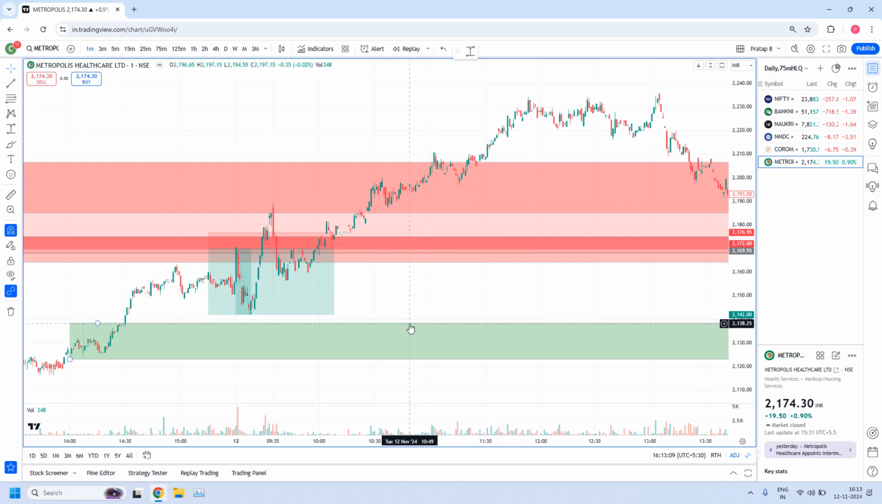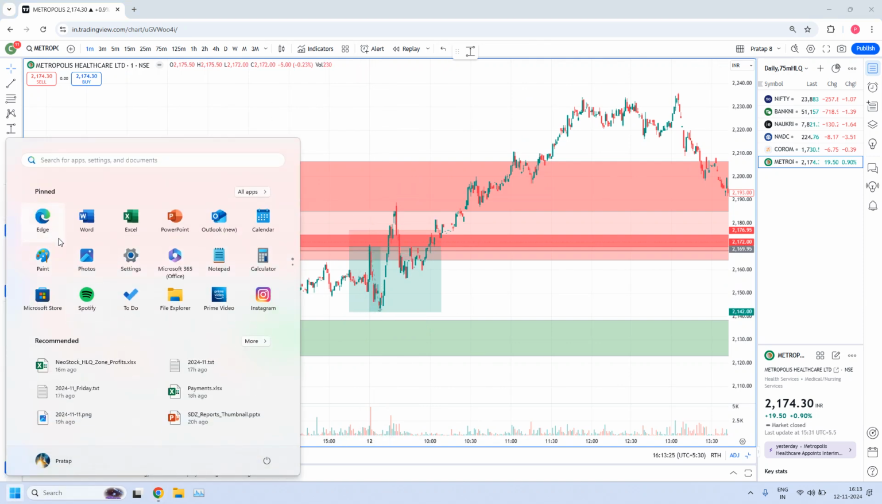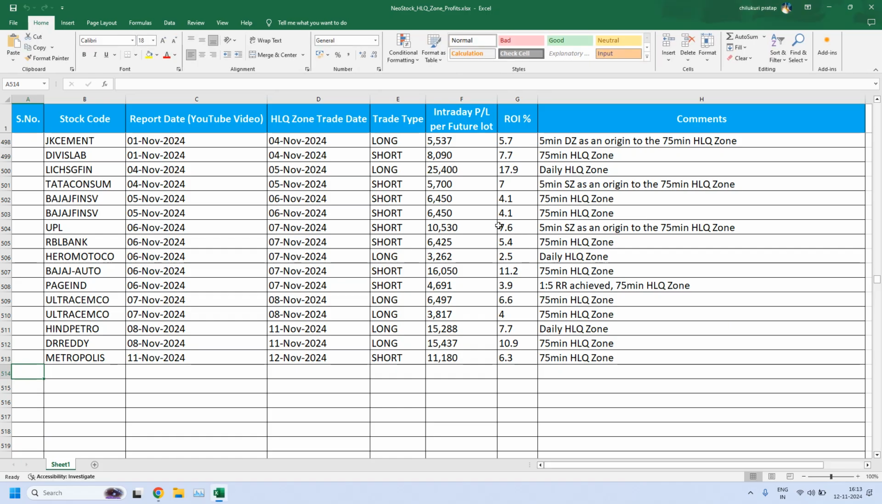But for us it is a successful trade because it met our minimum criteria of 1:3 RR, and the maximum profit it has given is 1:4 RR. It achieved it today. So how much profit has it given? Metropolis has given 11,180 rupees. It's a huge profit. And 6.3 ROI it has given, till 1:4 RR.